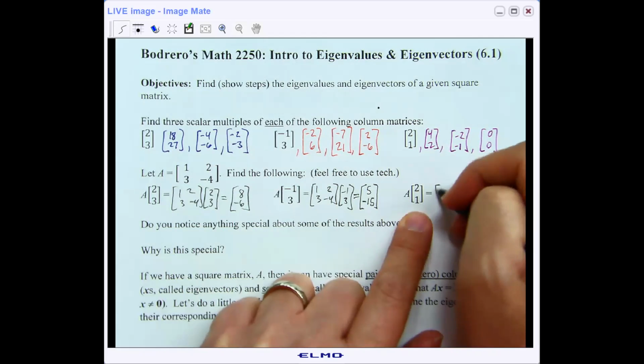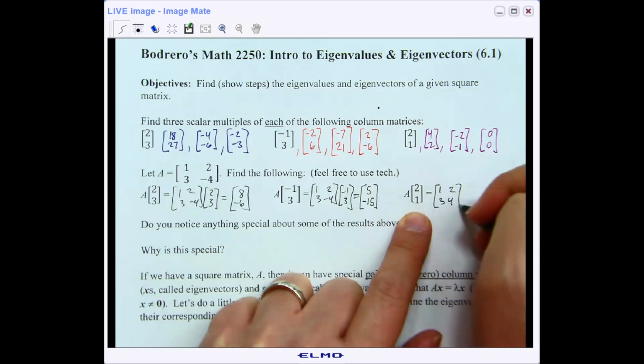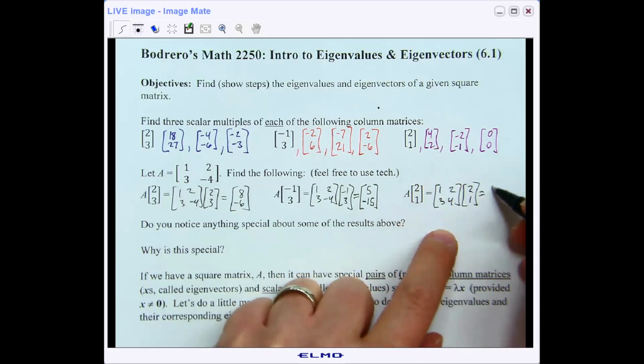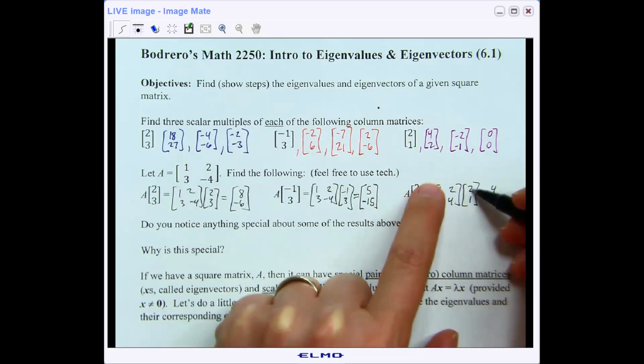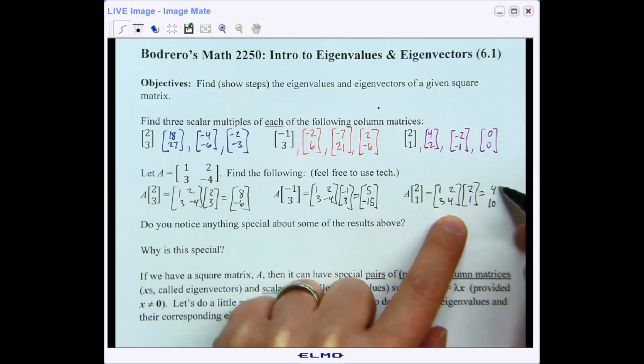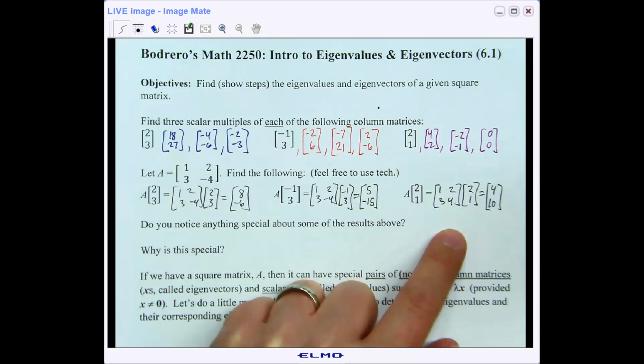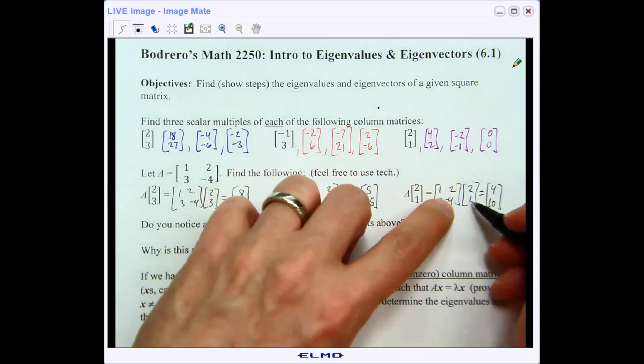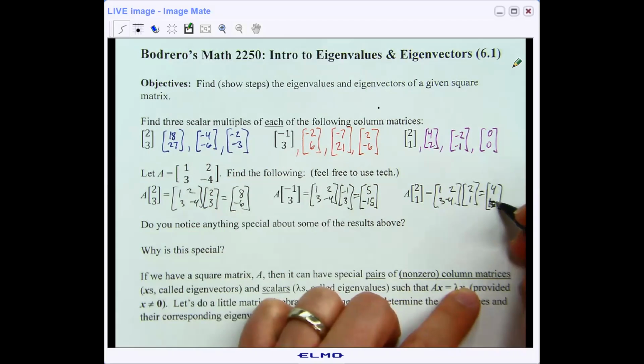And for here, we get 1, 2, 3, 4 times 2, 1. We will find that we get 2 plus 2, which is 4, and 6 plus 4, which is 10. Oops, I just noticed that should have been a -4. So we get 4, and 6 minus 4, which is 2. Let me rewrite this a little better as 4, 2.